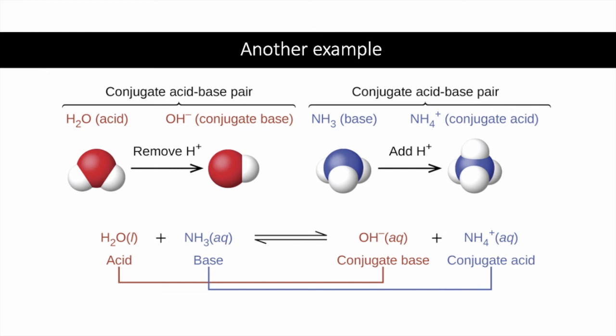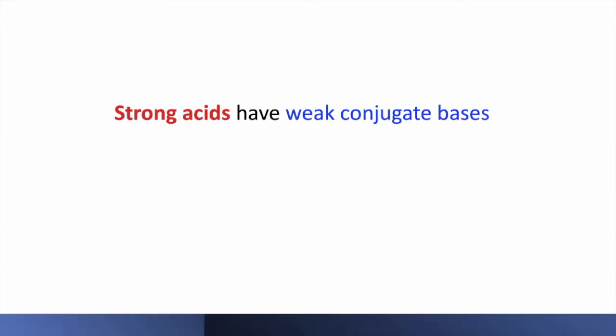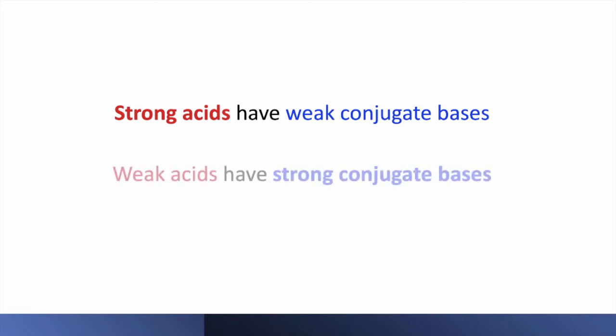Here's another example in which we have water acting as a Bronsted-Lowry acid and donating a proton to ammonia, which is the Bronsted-Lowry base. The hydroxide group becomes the conjugate base of the water, and the ammonium cation is the conjugate acid of the ammonia. Strong acids have weak conjugate bases. Weak acids have strong conjugate bases, and vice versa. This will be important in Unit 8.